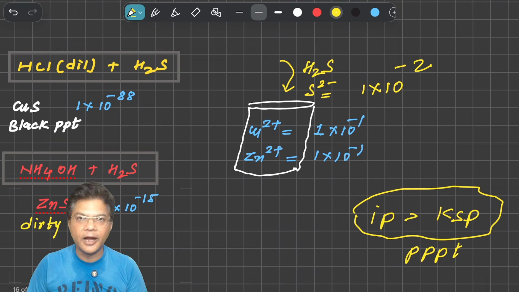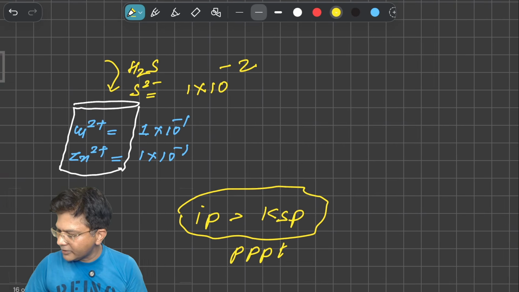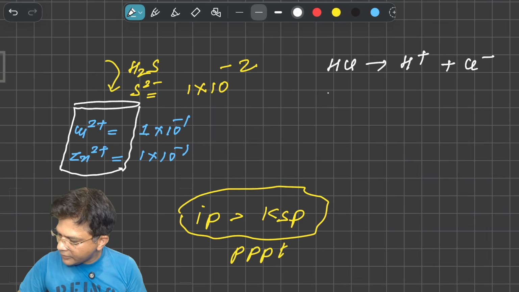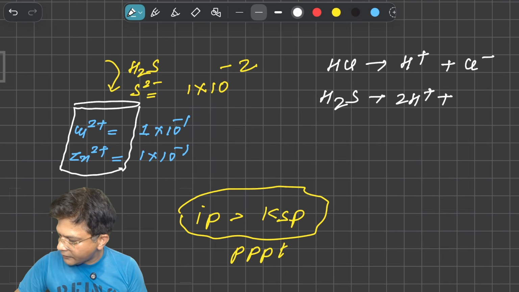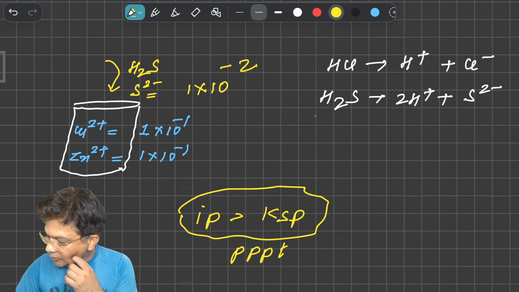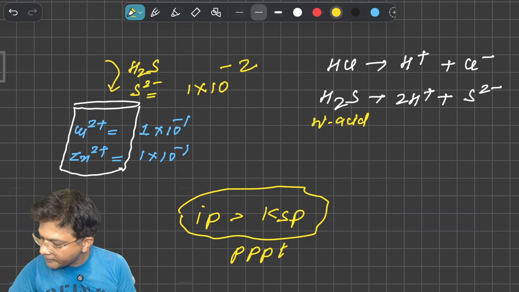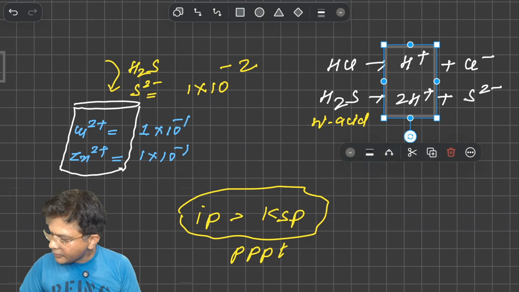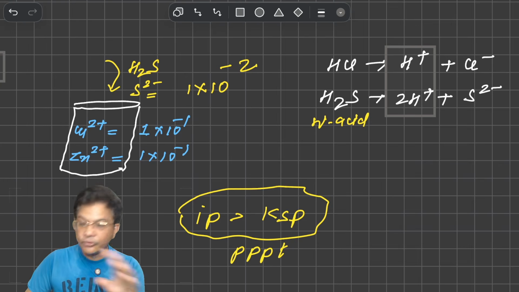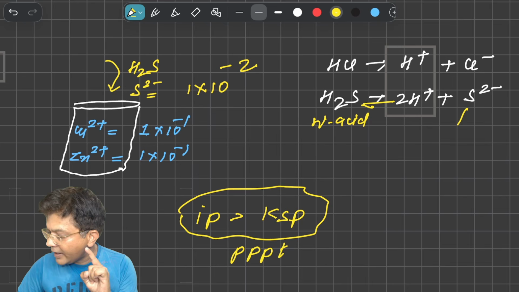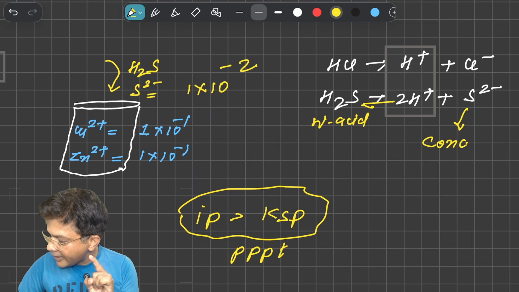So what they do is first add HCl. HCl is a strong acid and will give H+ and Cl-. Once you are passing H2S as gas, it will also give H+ and sulfide, but this is feebly ionized because it is a weak acid. Due to the common ion effect, the second equilibrium has to go in the backward direction, so the sulfide concentration will get decreased.